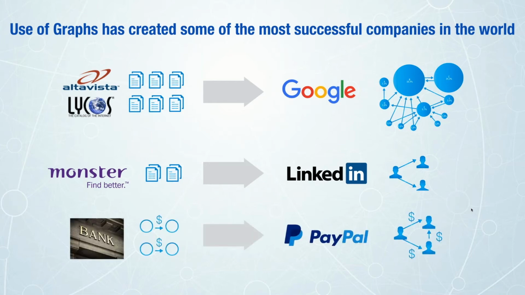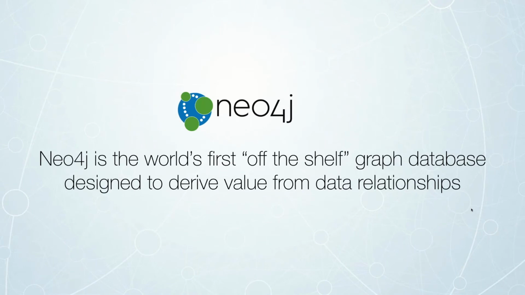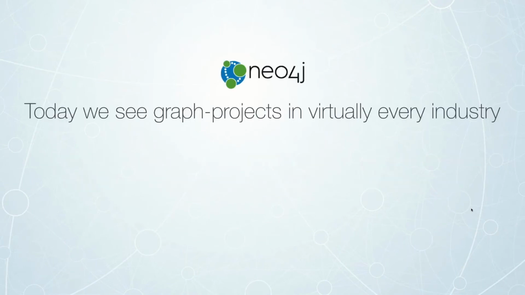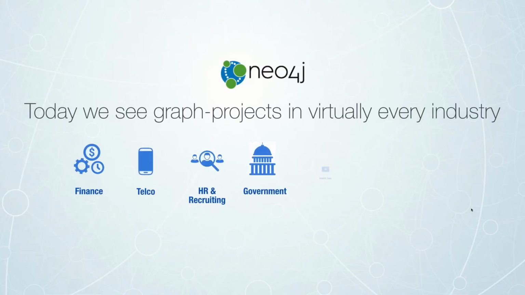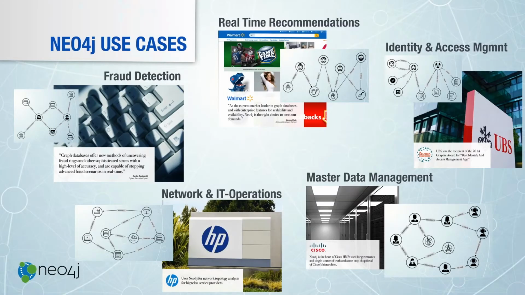Something very similar happened with PayPal. But the idea is that these companies, over time, developed their own graph-based solution. What Neo4j brings is an off-the-shelf graph database where you can bring your data and derive immediate value out of it. And we see that Neo4j is being used these days in practically every industry, right? Government, healthcare, retail, etc.